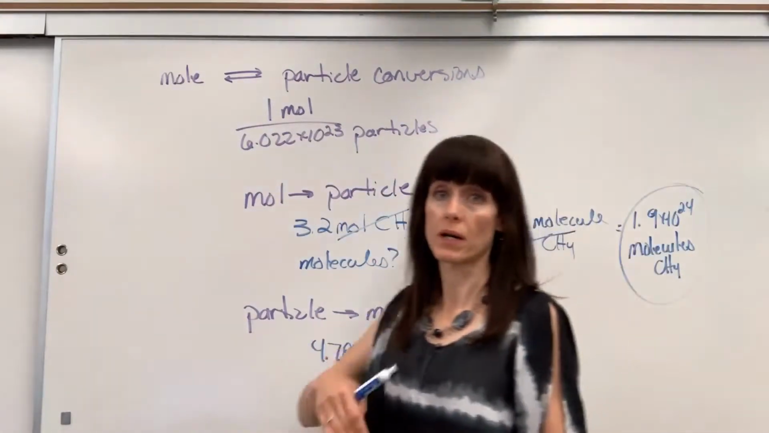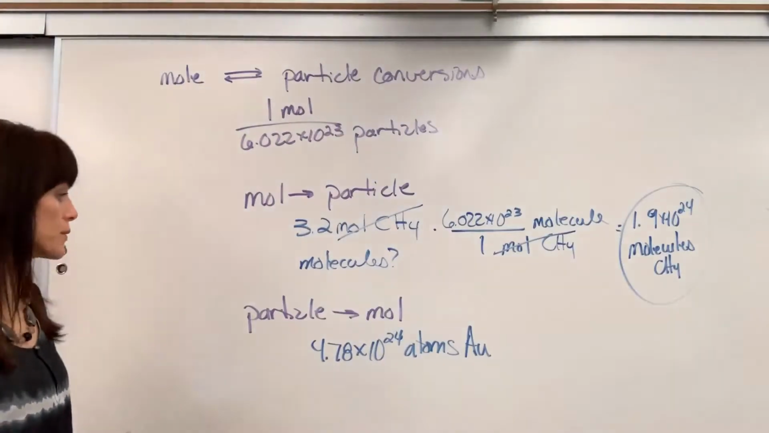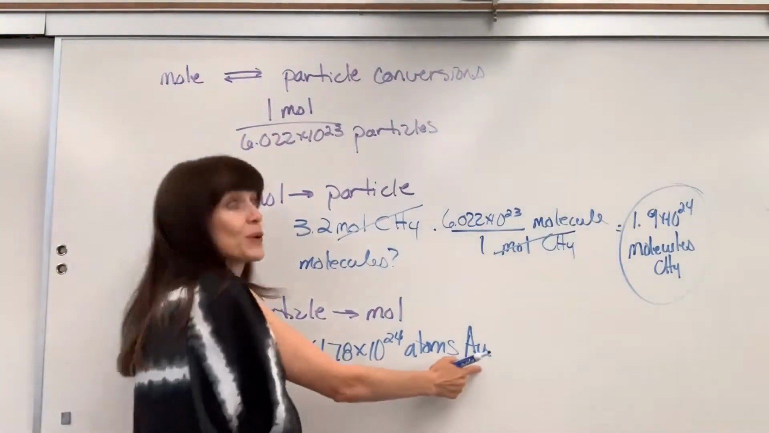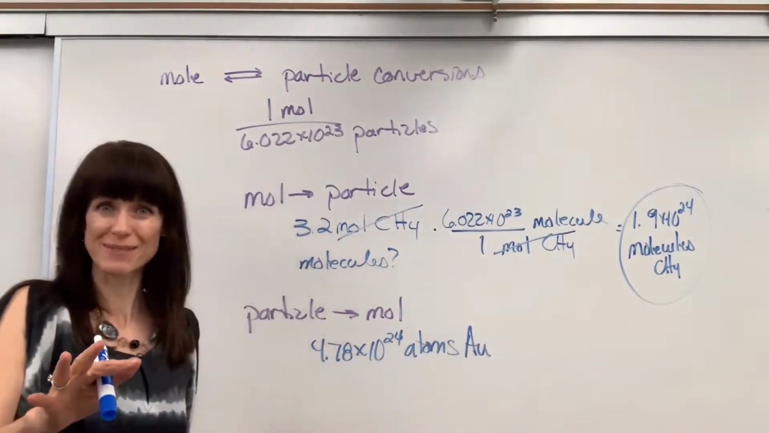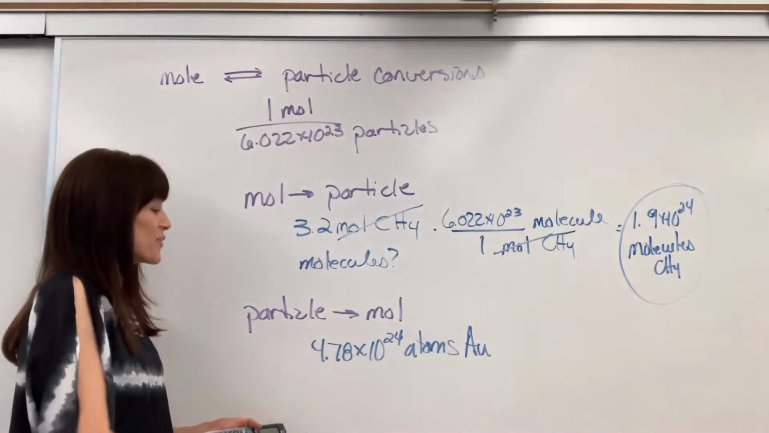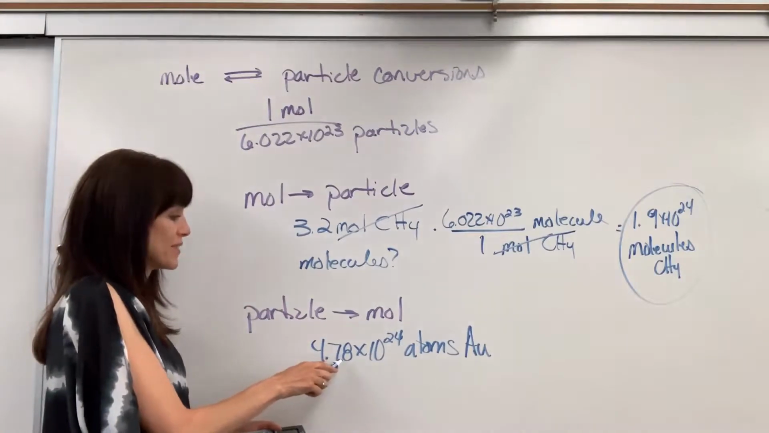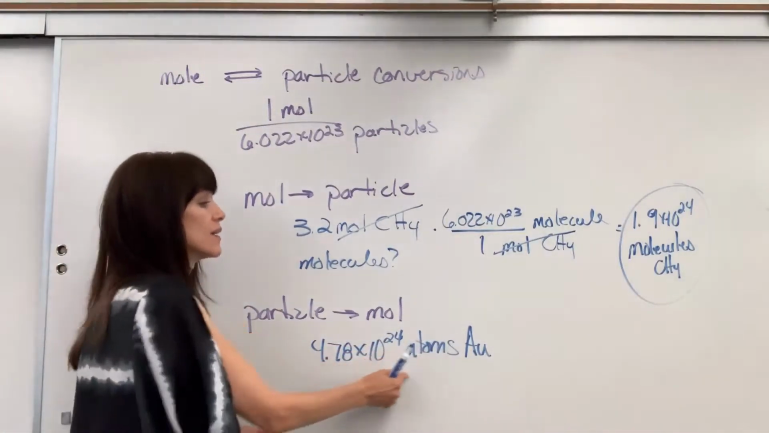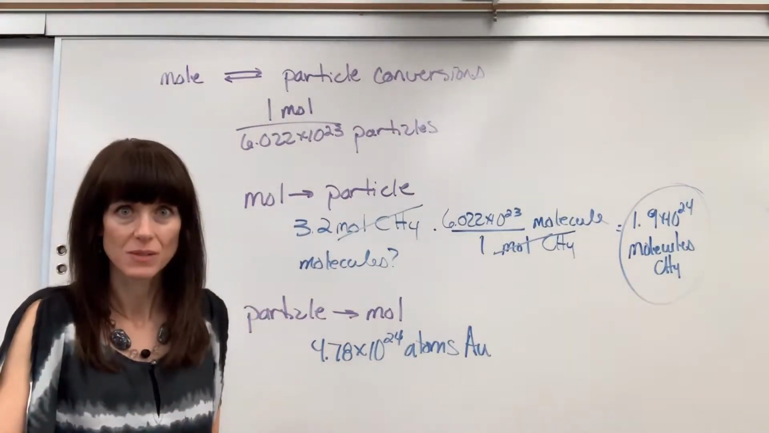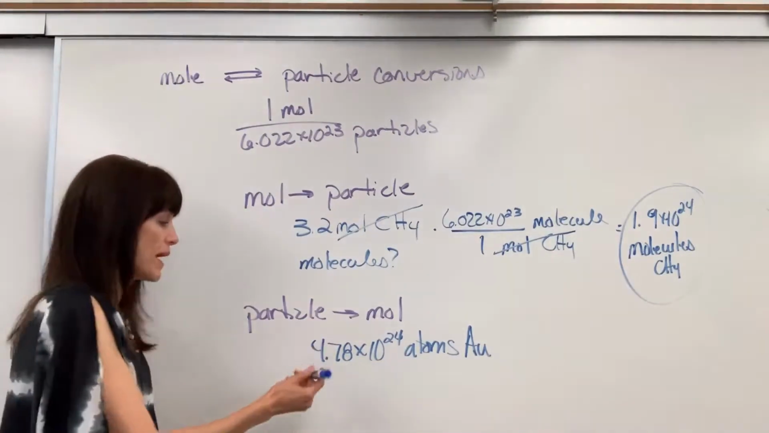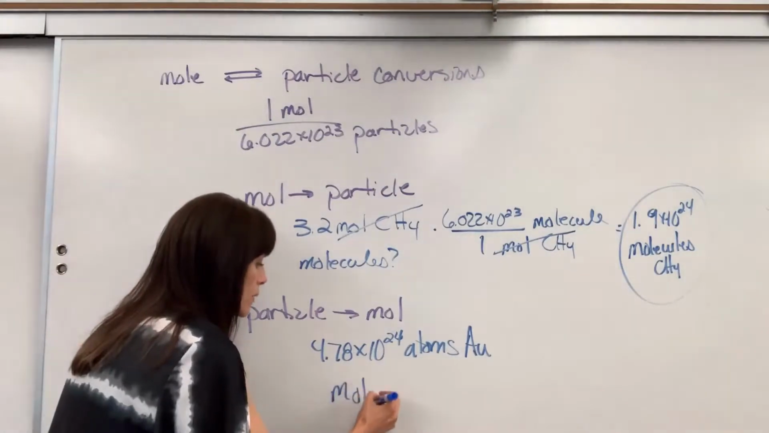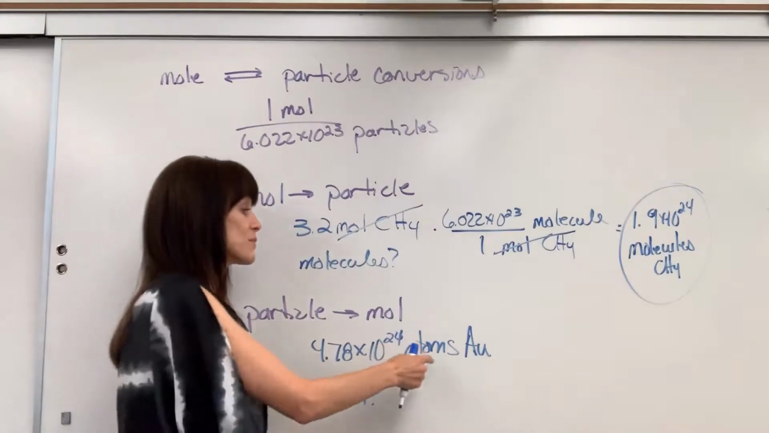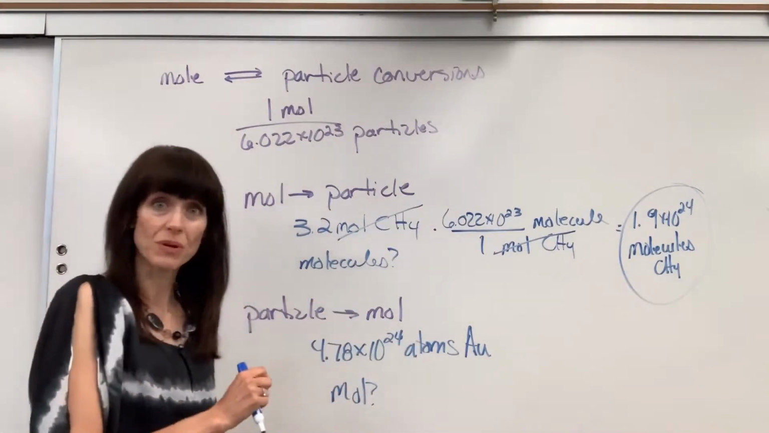Okay, now let's go particle to mole. So we begin with some particle. In this example, I wanted to pick something kind of fun, so I went with gold. I thought this would be awesome to have this much gold. We have 4.78 times 10 to the 24 atoms of gold. You go, oh, that's a particle. I want to go from atoms to mole, which means I've got to get rid of atom and end with mole.